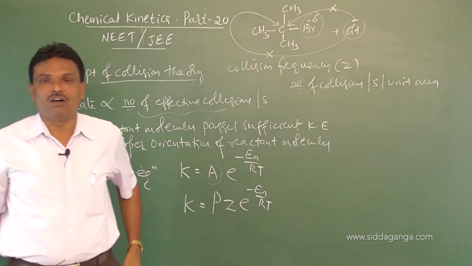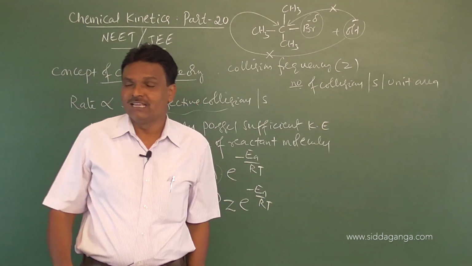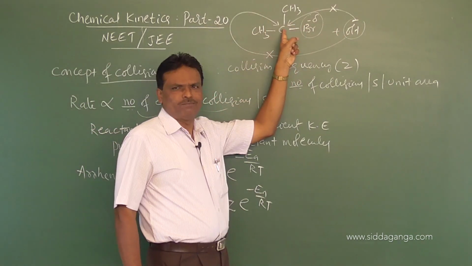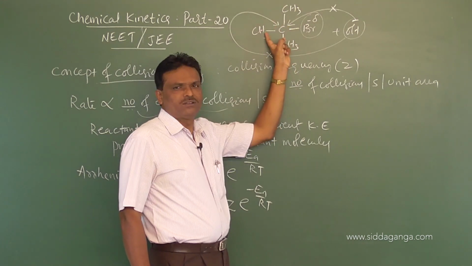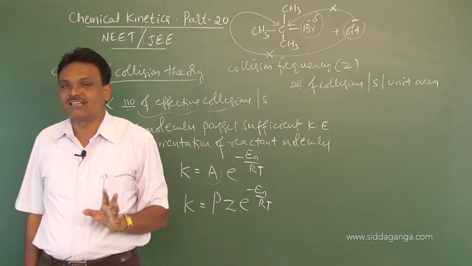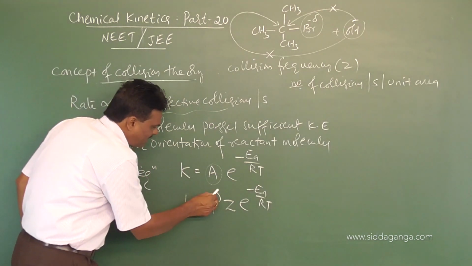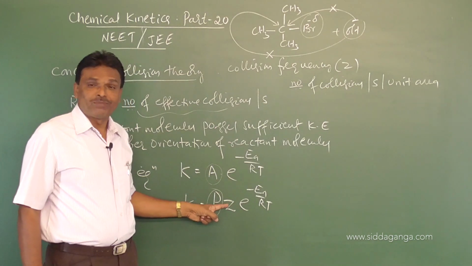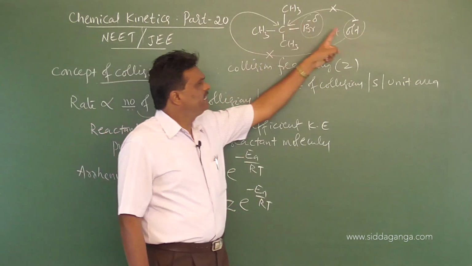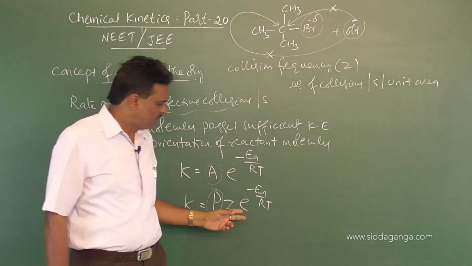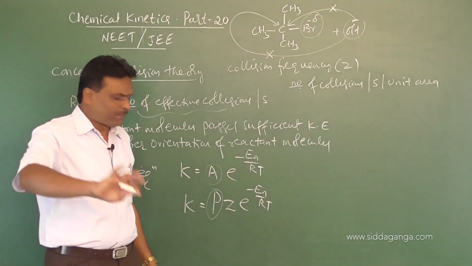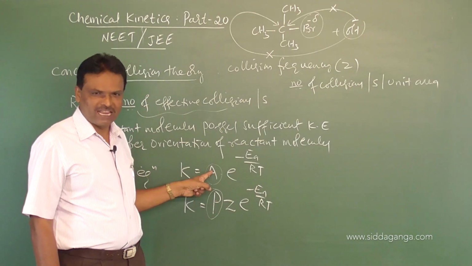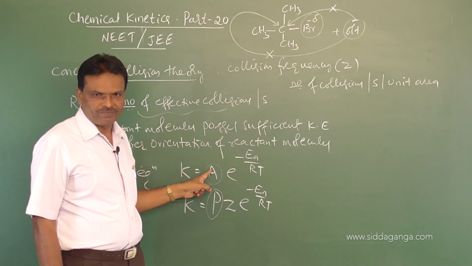The space is not sufficient for the nucleophile to attack this carbon atom due to the presence of bulky groups. That is called a steric factor, steric repulsion. So the steric factor is P. Then Z represents the collision frequency between these two reactants. The product of steric factor and collision frequency is nothing but the Arrhenius constant or frequency factor.